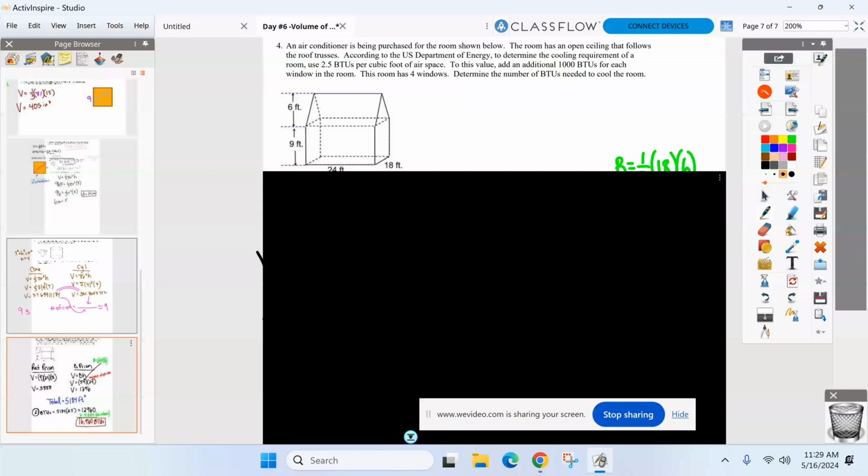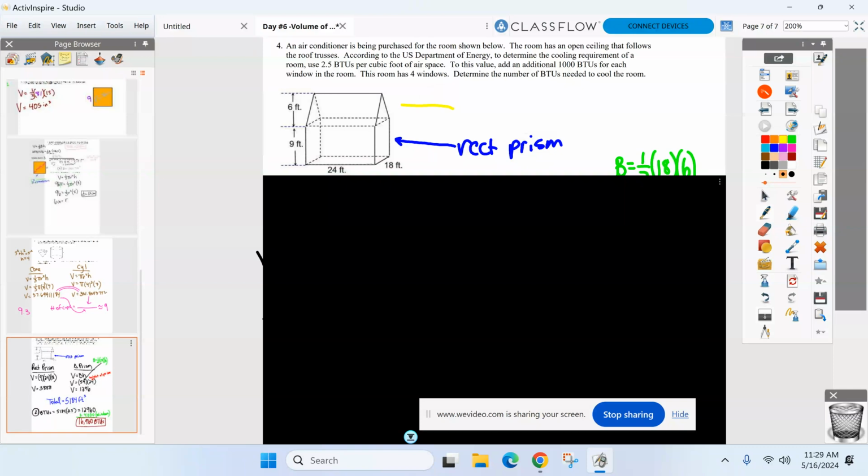I got a house here, or a room. All right, a room that's shaped like a house, I guess. Everyone see what it's made up of? On the bottom, what do I call that polyhedron on the bottom? That's a rectangular prism. Perfect. And on the top, that's a triangular prism.